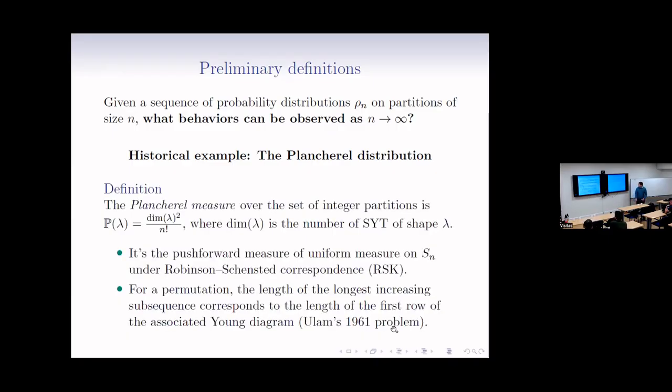So the Plancherel distribution is defined as follows. It is defined so that the probability to see a partition lambda of size n is going to be dimension lambda squared, where dimension lambda is the number of standard Young tableaux of shape lambda, divided by n factorial. So this means that there is a way to compute this, right? So if you want to know the probability of seeing some specific partition, just draw the Young diagram, fill it with numbers, find all possible standard Young tableaux, and then you compute this number, you have something.